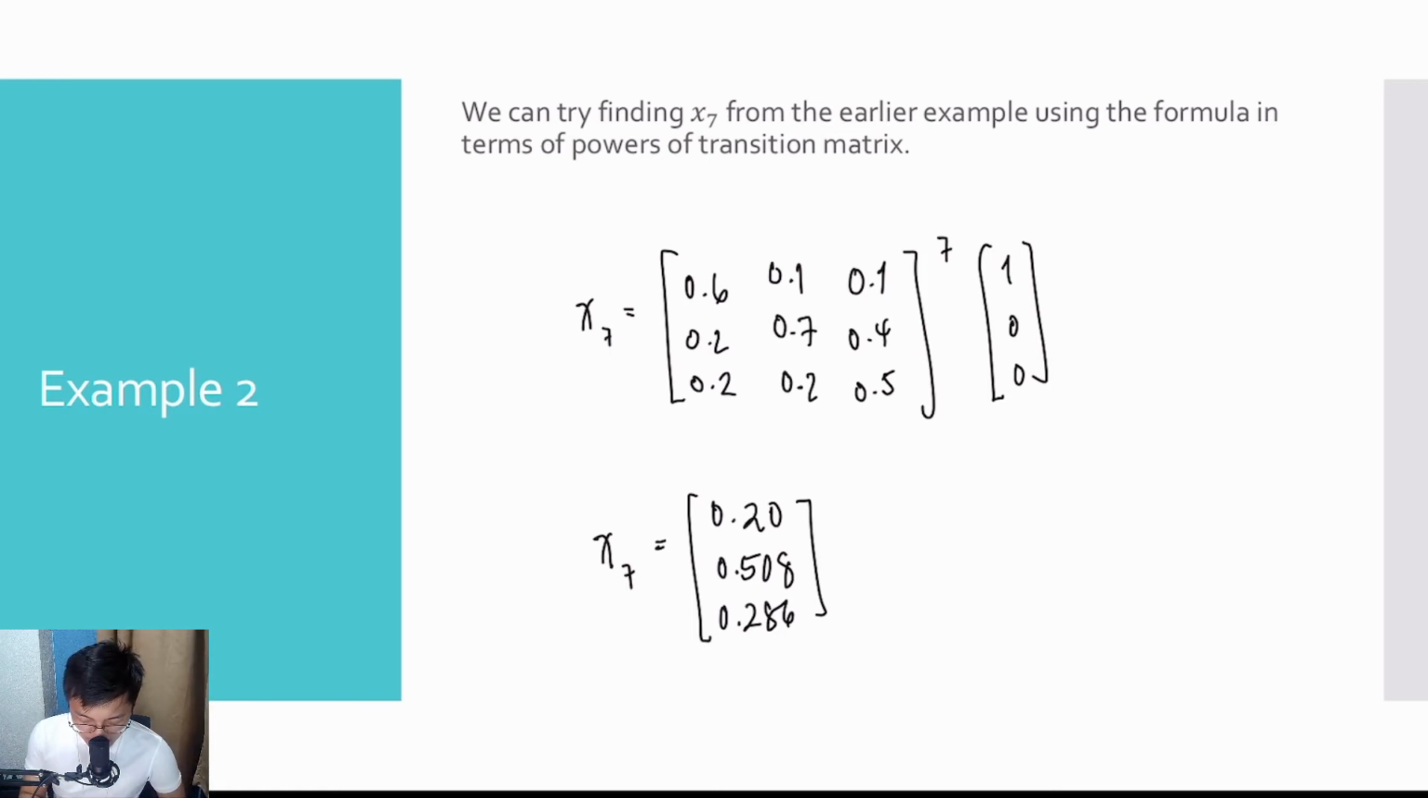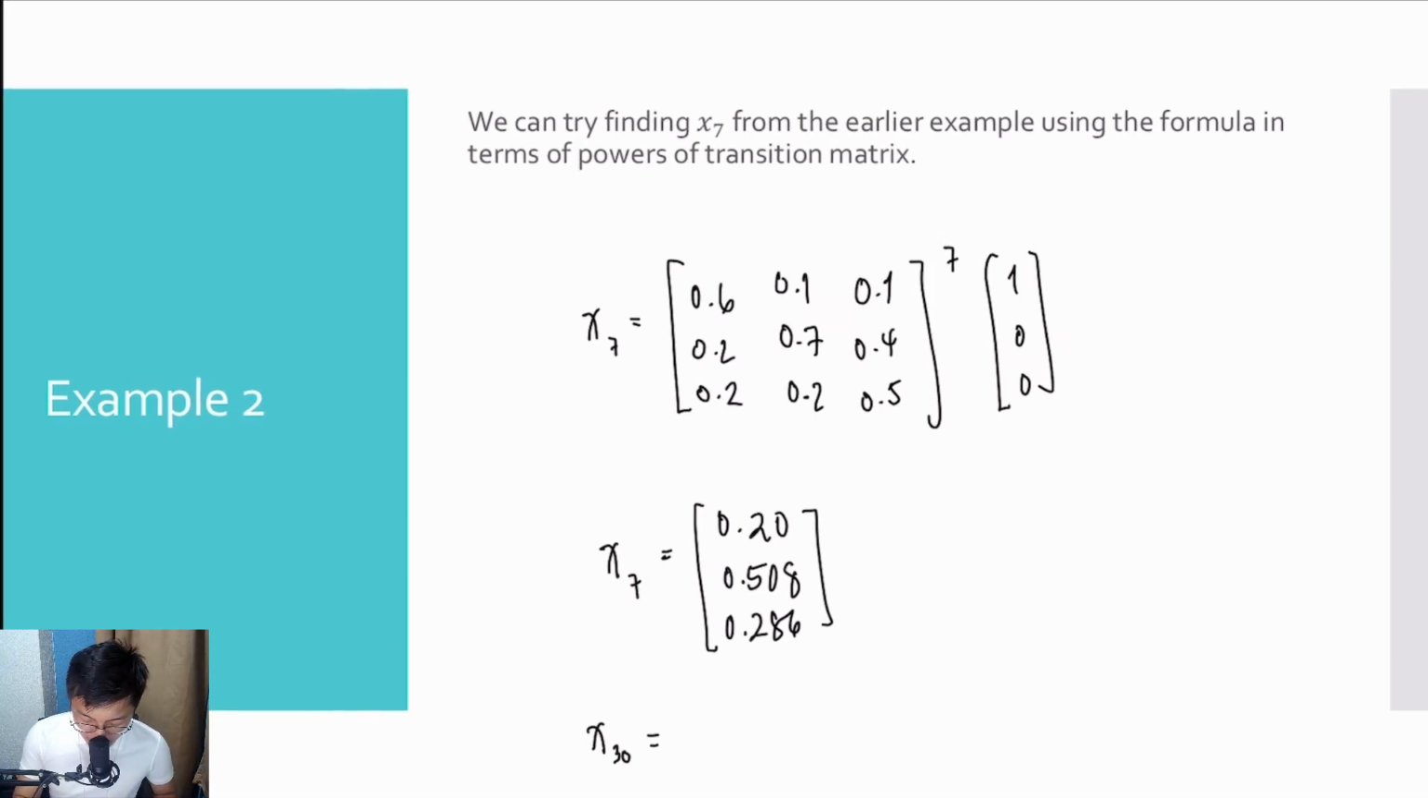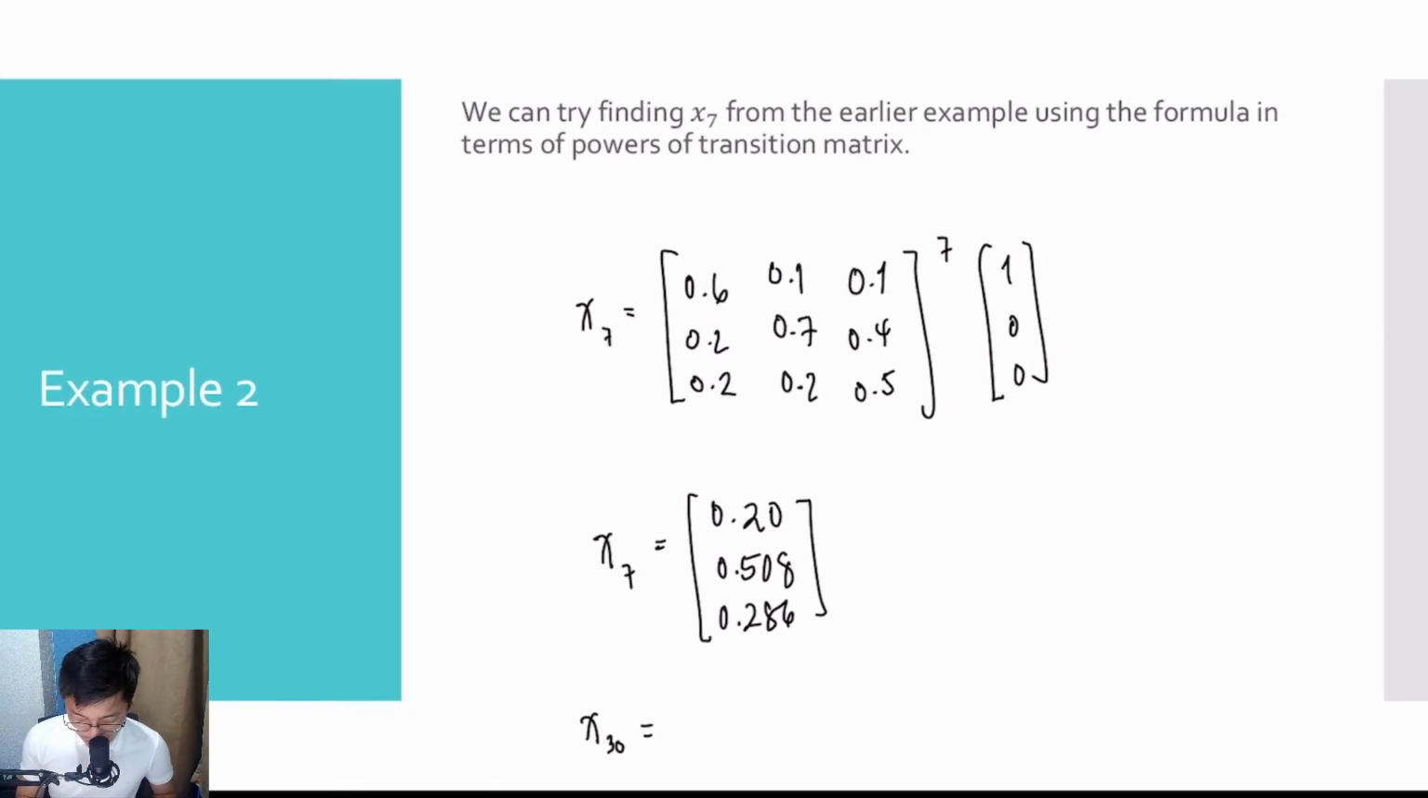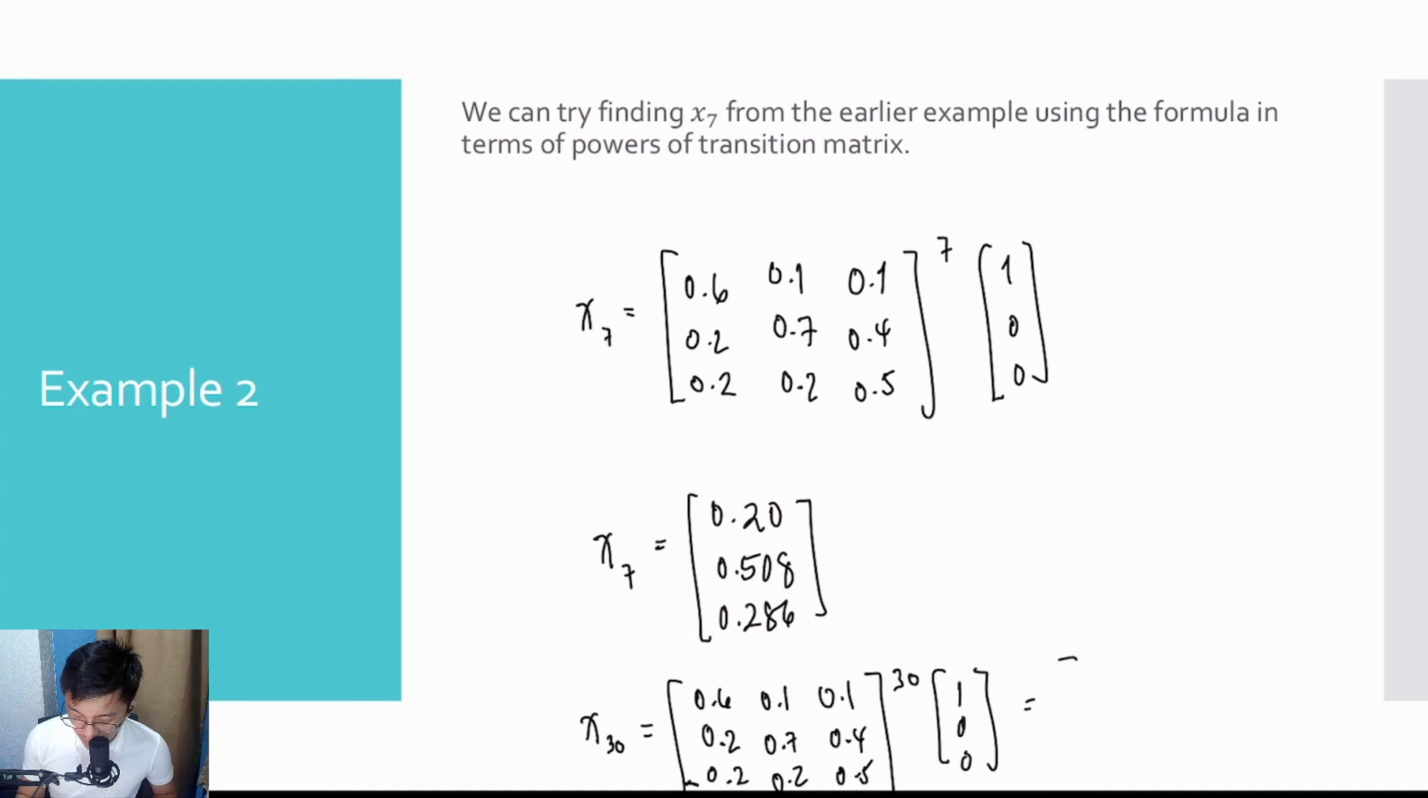Okay, so how about x sub 30? If we want to solve the state vector after a month, after 30 days, we can't use the initial equation anymore because we would have to do it 30 times. But instead, what we can do is just apply the formula that we have derived earlier. So we will just have this transition matrix, we raise it to 30 times the initial state vector, and what will be the result?